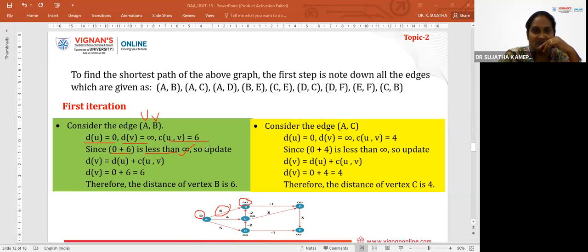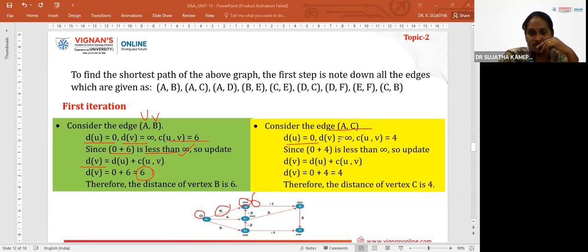Yes, 6 is less than infinite. So what is my distance of V? The distance of V is updated as 6. So here this infinite is updated as 6. After that I am taking the another edge AC.